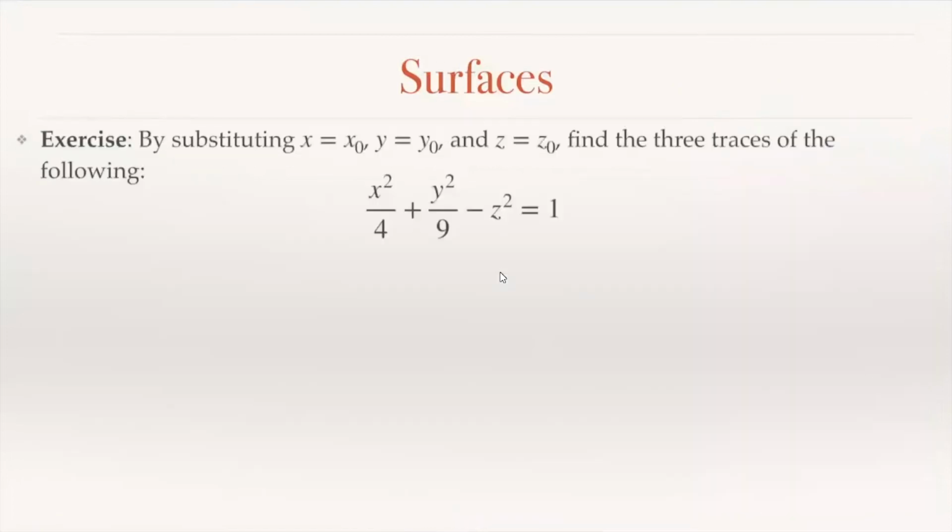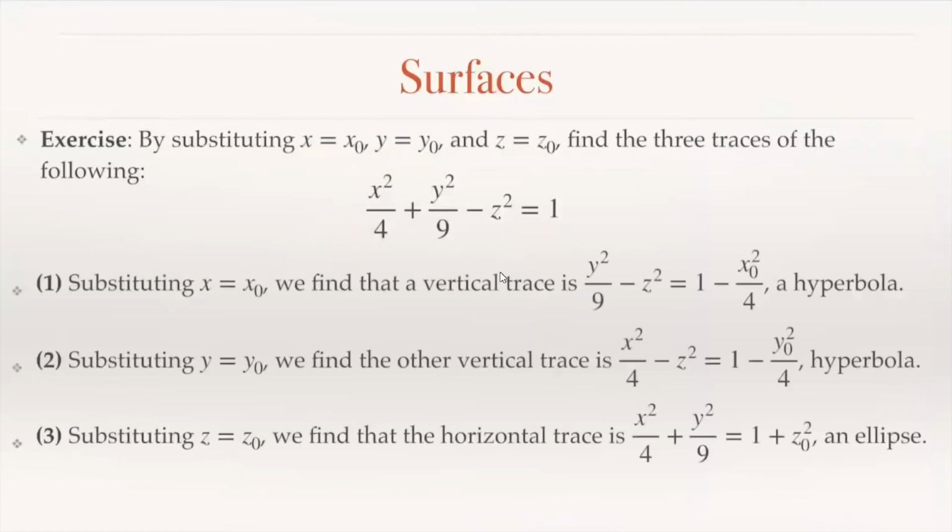So let's do an example. By substituting x equals x naught, in other words, imagining x to be a constant, and then in different steps, these guys, let's find the 3 traces of this equation. Okay, for clarity, I typed this out. So if we imagine that x is a constant, then the equation becomes this.